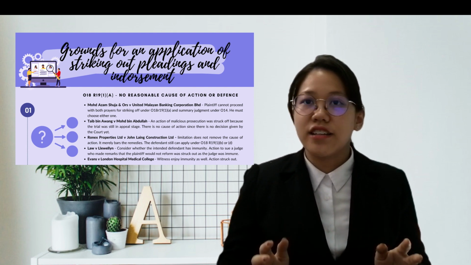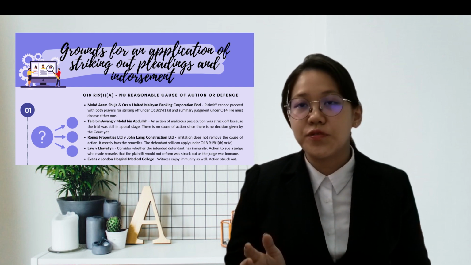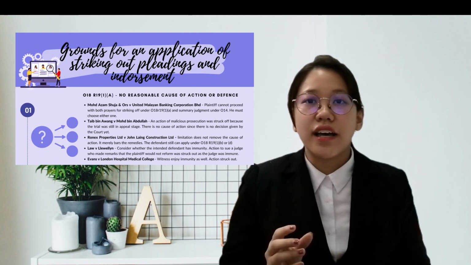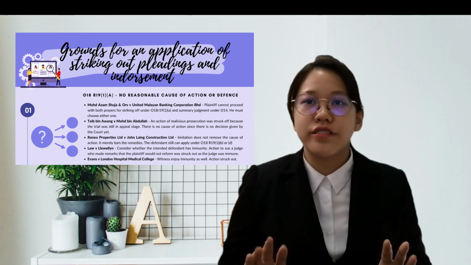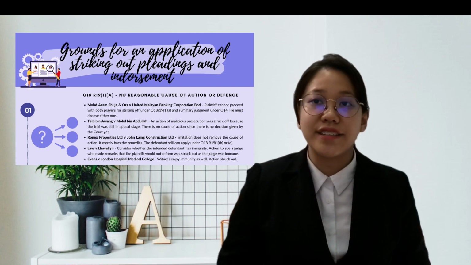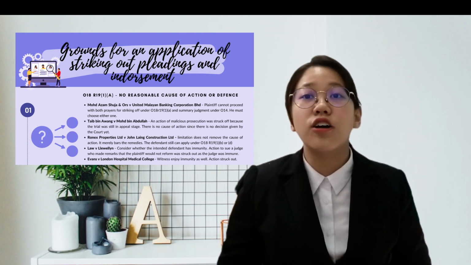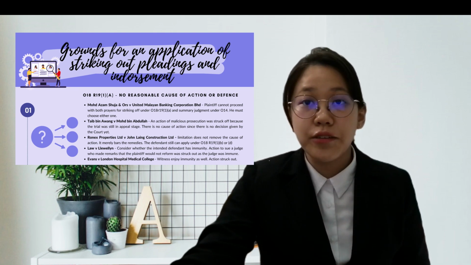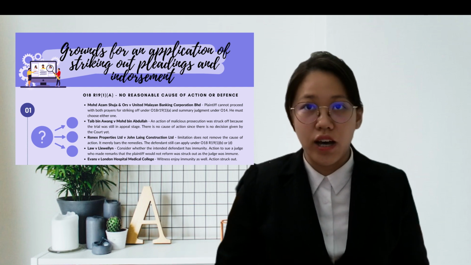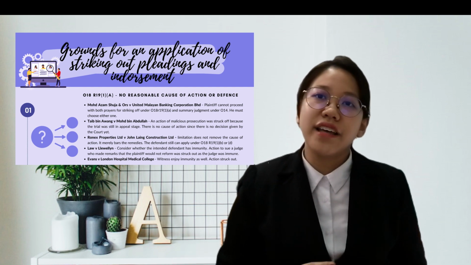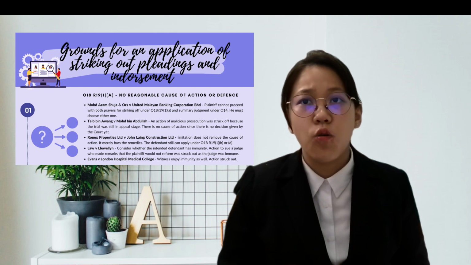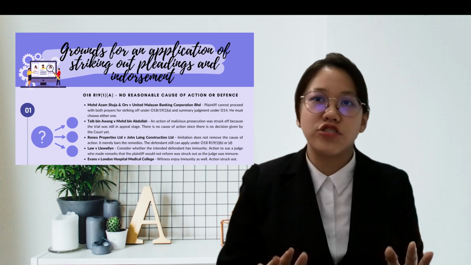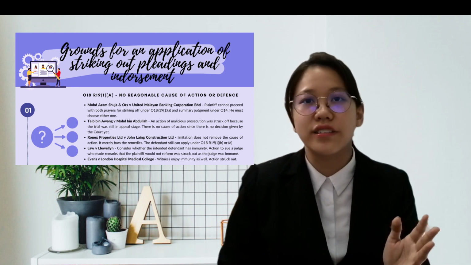This can be seen in the case of Muhammad Azam Suja and others versus United Malayan Banking Corporation Berhad, where the Court of Appeal held that the plaintiff cannot proceed with both prayers for striking out under Order 18 Rule 19(1)(a) and summary judgment under Order 14, so he must choose either one. In the case of Taib bin Awan versus Muhammad bin Abdullah, the court held that an action of malicious prosecution was struck out because the trial was still at the appeal stage. There is no cause of action since there is no decision given by the court yet.